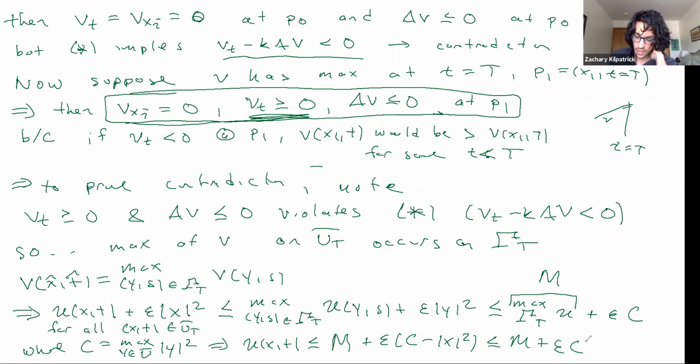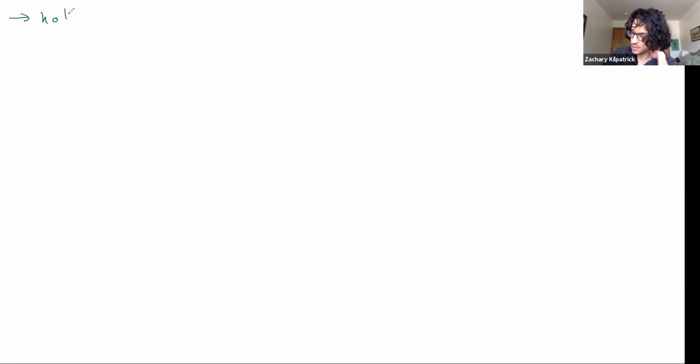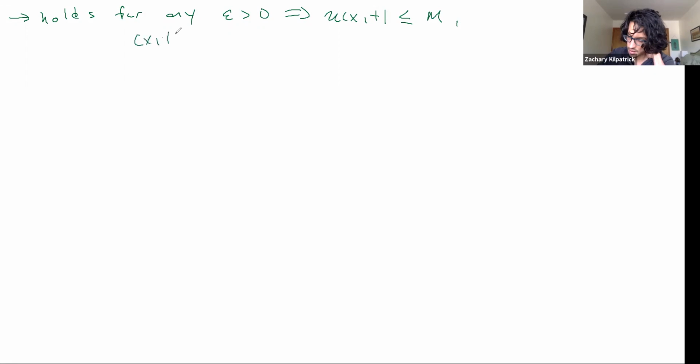So essentially, because this holds for any epsilon greater than 0, this implies that u of x has to be less than or equal to m, because I can always make epsilon as small as I want. And this is true for any x, t in the closure of u_t.